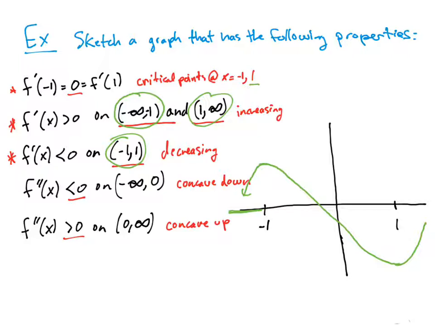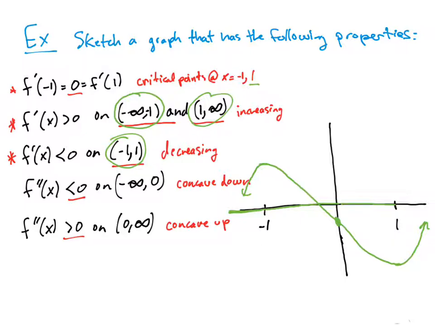Next up, we have some information about concavity. So from -infinity to 0, the function is concave down. And then it looks like at 0, the function becomes concave up. So that's essentially what's happening in this area right here. That looks like an inflection point.